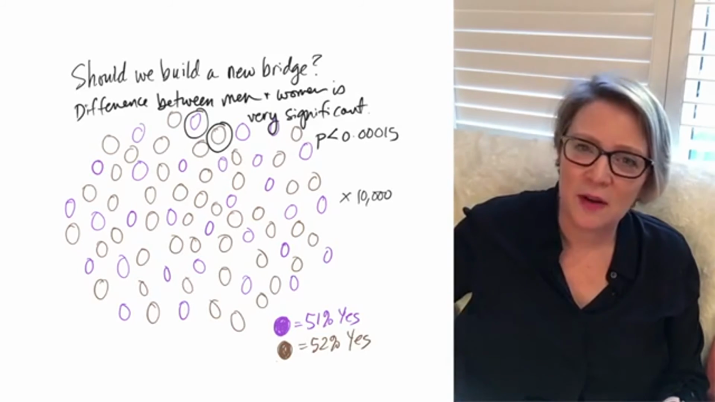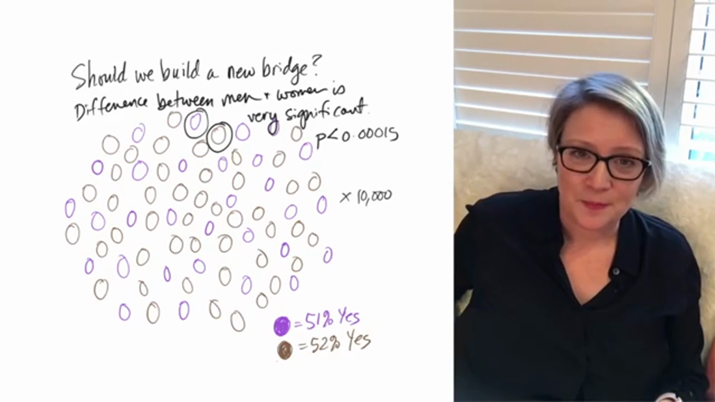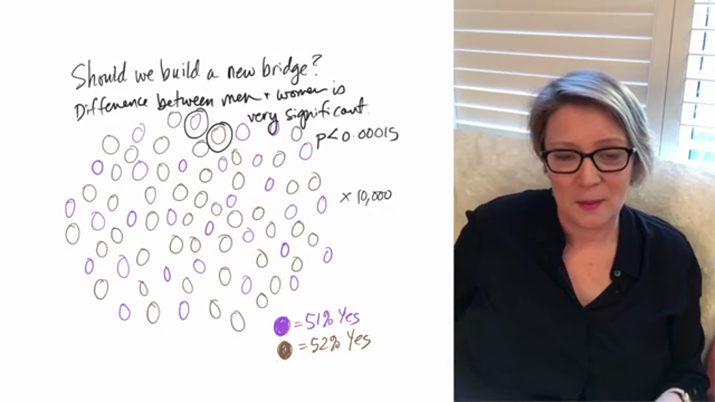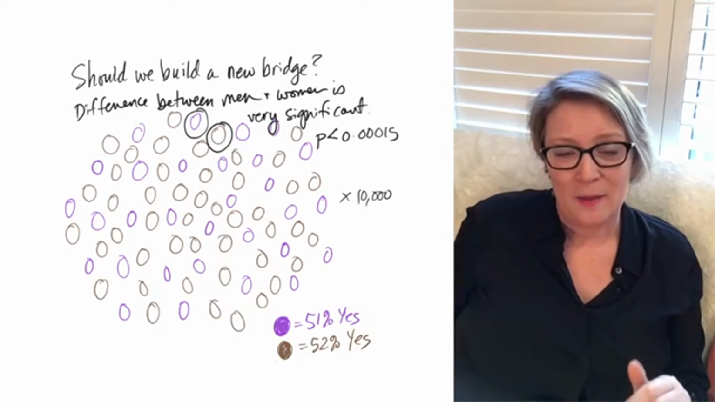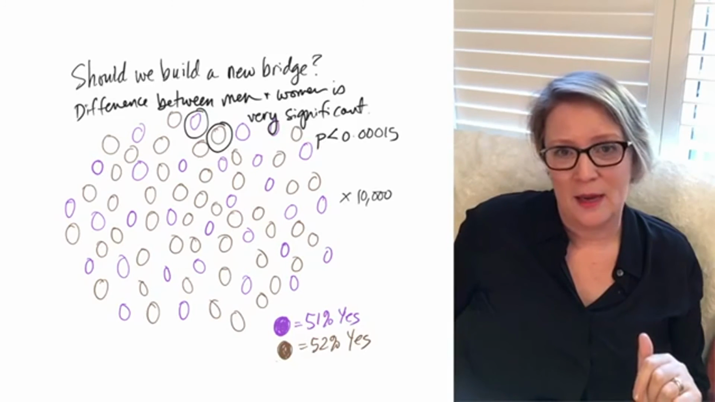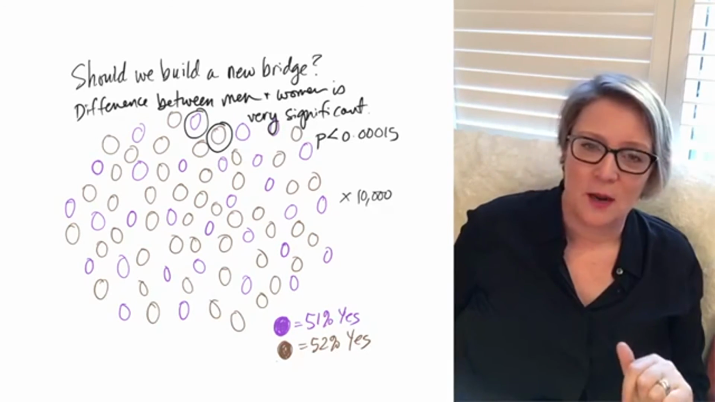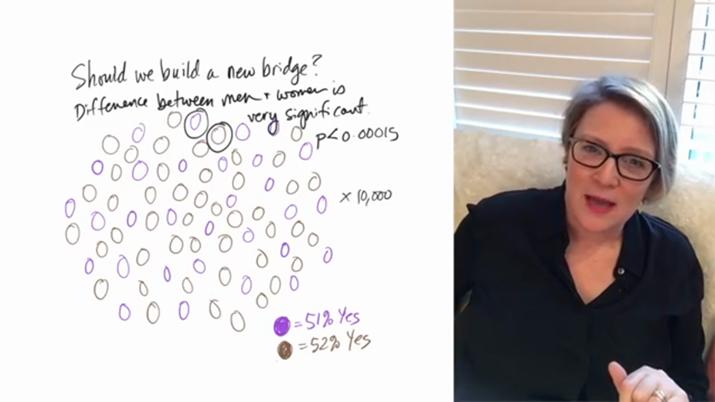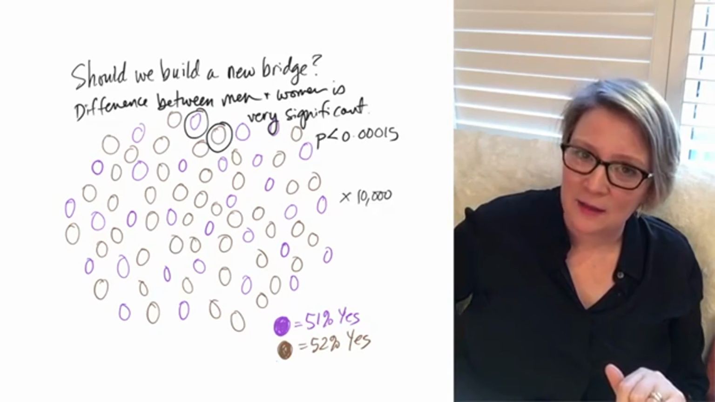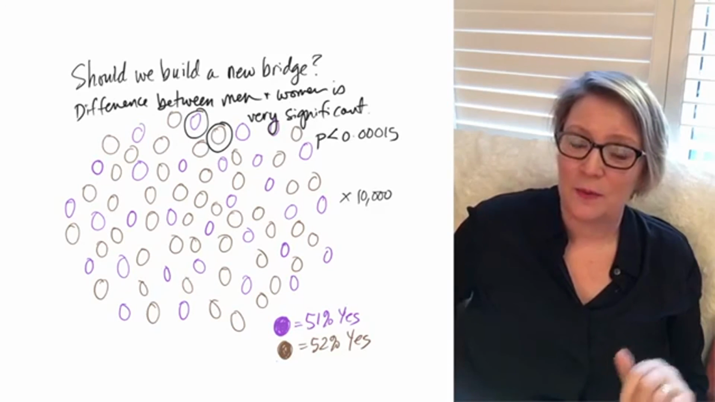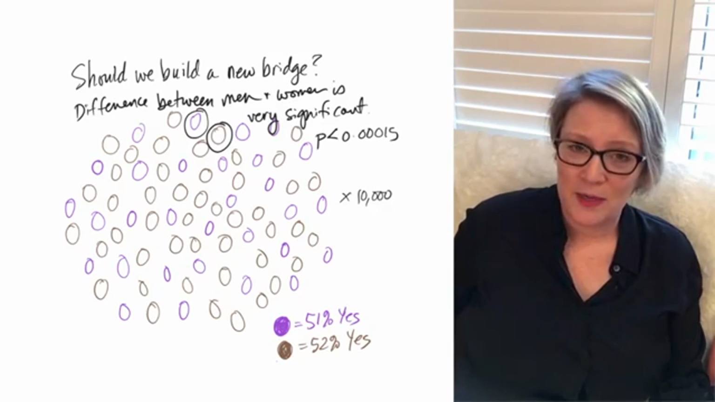The p-value is very, very low, 0.00015, because they have a huge sample. However, if you look at what the numbers actually say, it could be that 51% of men want the bridge built and 52% of women want the bridge built. So that is probably not a practically significant difference, even though with a big enough sample size, it could be a statistically significant difference. So it's important to think about both practical significance and statistical significance.